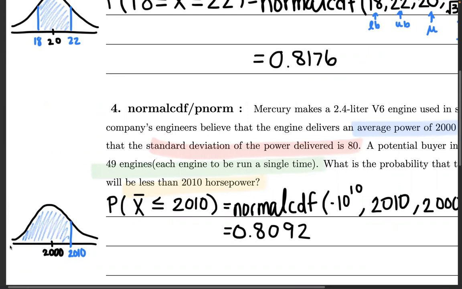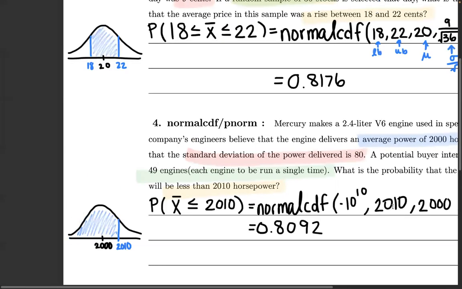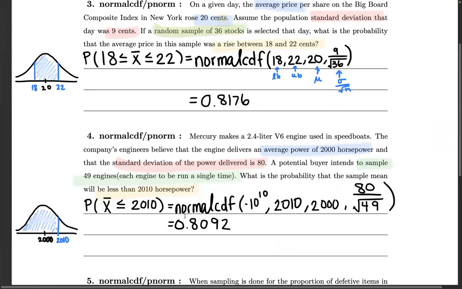So our lower bound is going to be negative infinity. In our calculator, we can write negative 10 to the 10. And then our upper bound is 2010, so we're going to put that here. When you put this into your calculator using the normal CDF function, you'll get 0.8092 as your solution.